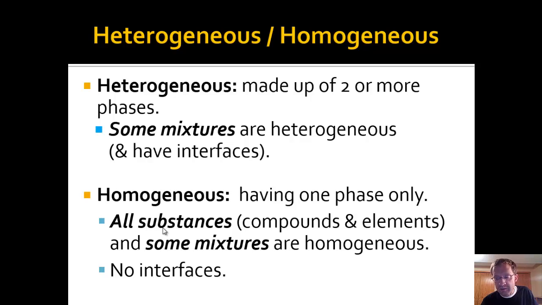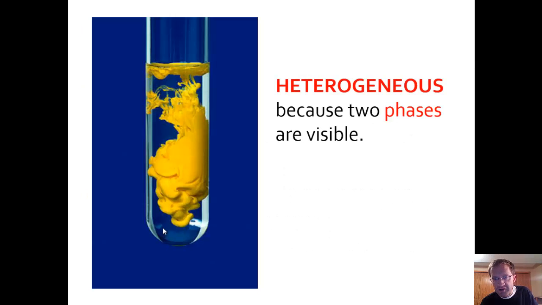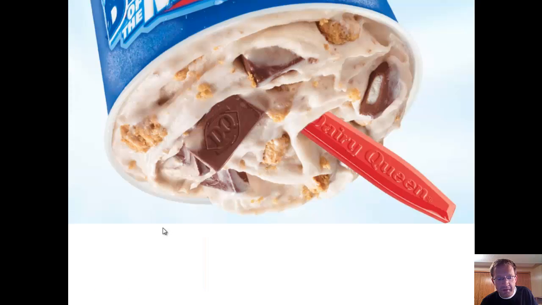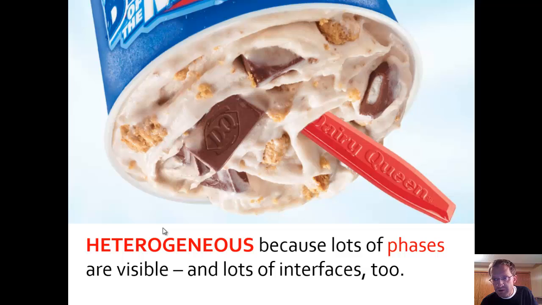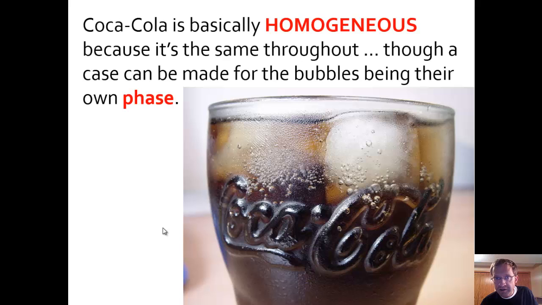Again, if we go back to the pictures from before, this is a heterogeneous mixture. You can see two phases in it. This is a heterogeneous mixture because there are lots of phases involved, at least those several that we wrote before. And Coca-Cola would be a homogeneous mixture, the liquid itself, although you can argue that the bubbles make up their own phase, so I could see that going both ways.